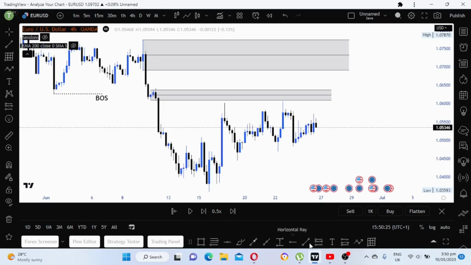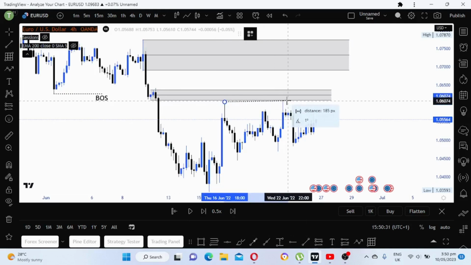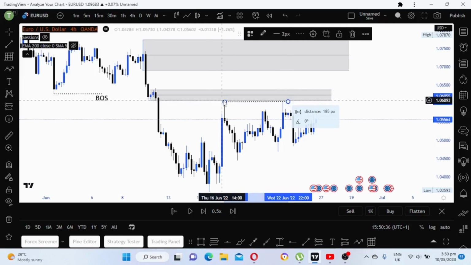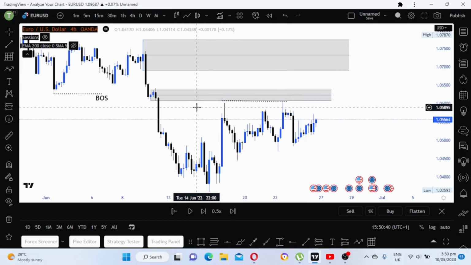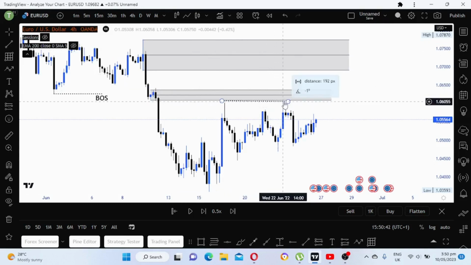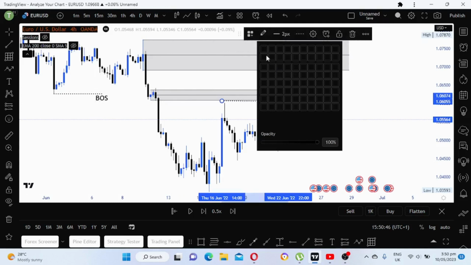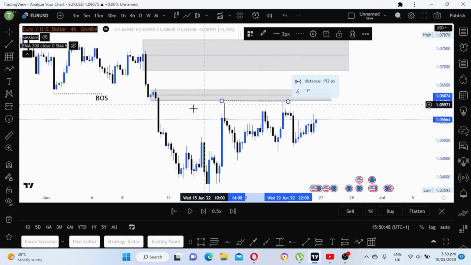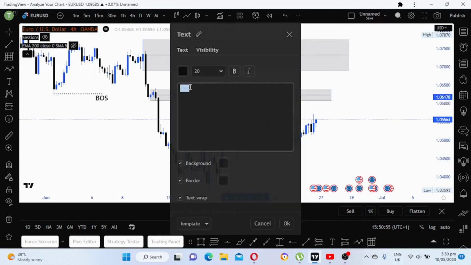Let's go through it again. As you can see here, we have liquidity above these two double tops. Other traders who are trading these patterns, double tops and double bottoms, they don't know that most of the time there is liquidity above or below those double tops that they are trading.